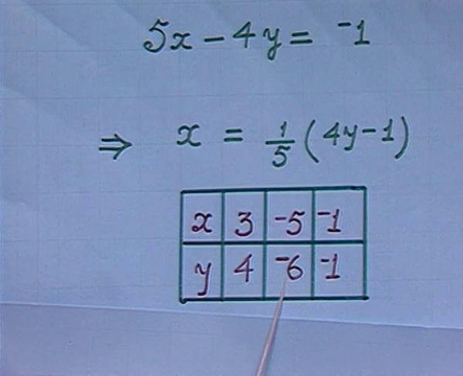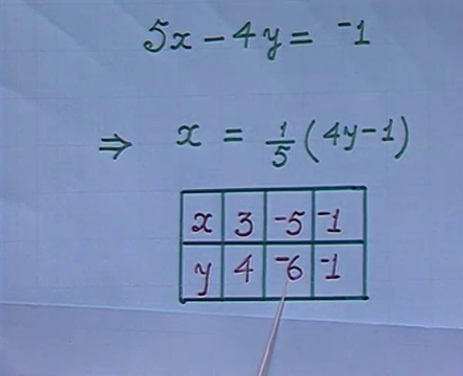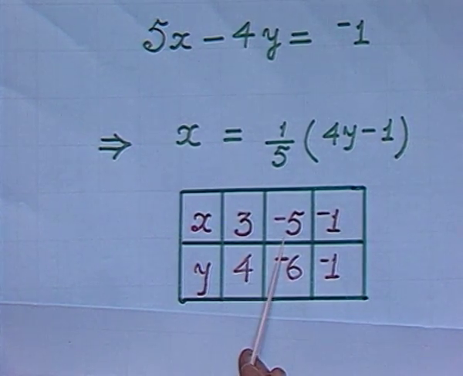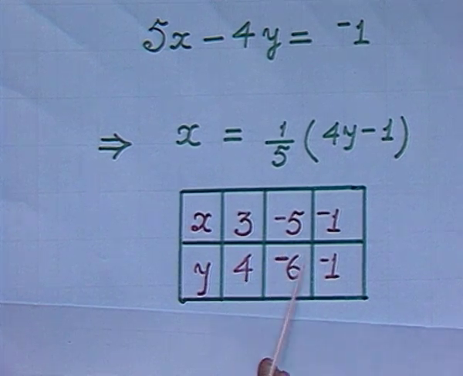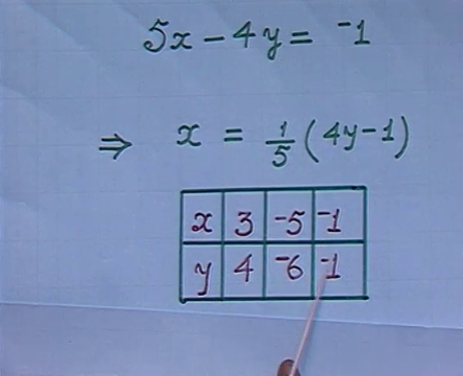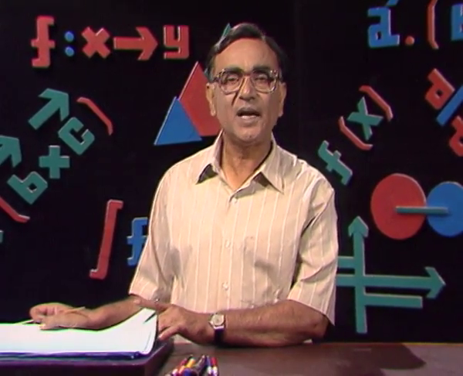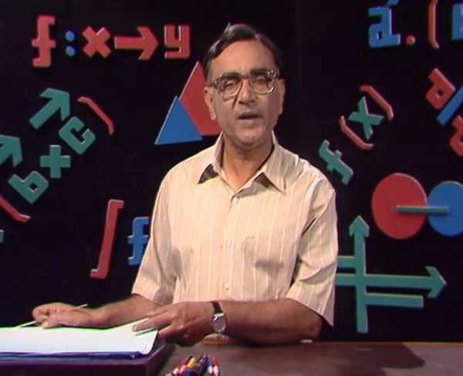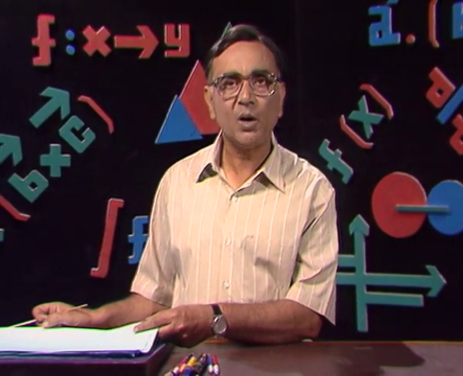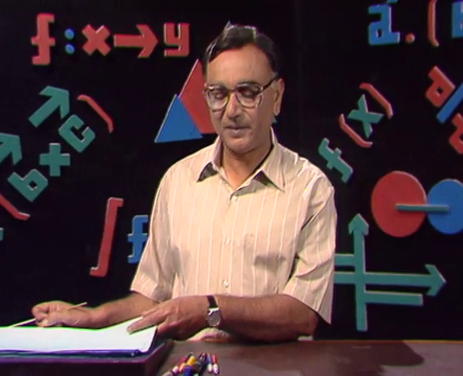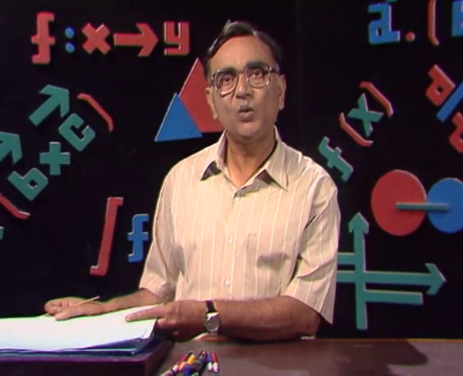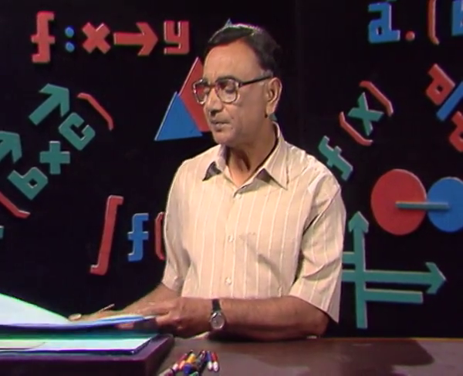Similarly, by assigning the value to y as minus 6, I get the value of x as minus 5, and that is another ordered pair, and the third ordered pair is minus 1, minus 1. And then how do we plot them on the graph paper? We plot the ordered pairs on the graph in a very simple way. Let's plot them and see what type of line it comes.